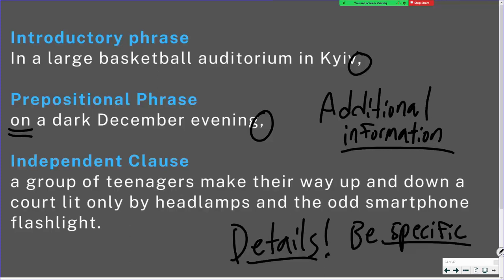And so as the reader, the first thing you picture is a large basketball auditorium. So you picture a big basketball facility. Then you picture a dark December evening. So now picture that arena on a dark December night. And then, once you've got that picture in your mind, you picture a bunch of teenagers making their way up and down a court lit only by headlamps and the odd smartphone flashlight. So they don't have electricity, they don't have power, but they still want to play basketball.